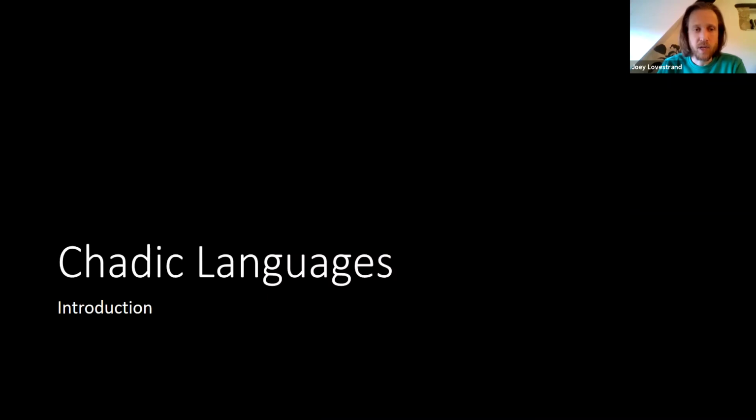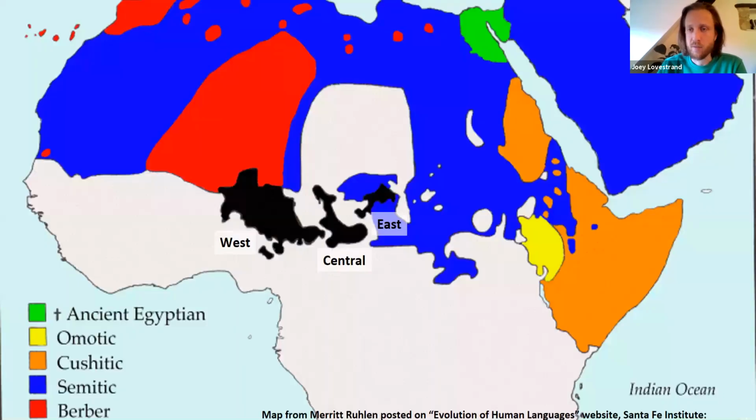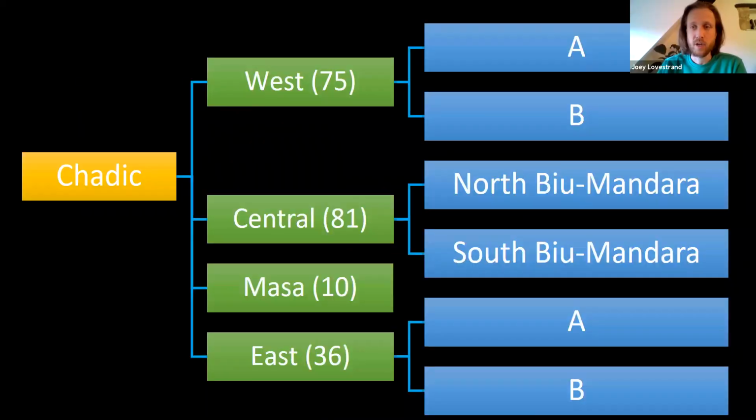To say a few words about Chadic languages, they are part of the Afroasiatic family, so distantly related to other families like Semitic and Berber. Basically a three-way split into three major groups, the West, the Central, and the East Chadic languages, as you see on the map here. There is another smaller group, the Masa languages, which are a group of 10 languages that are argued to be a separate subgroup. But you can see that West and Central are the largest groups of languages with 75 and 81 languages in those groups according to Glottolog, and 36 languages in the East Chadic group.